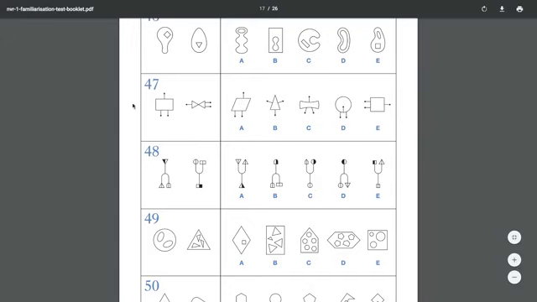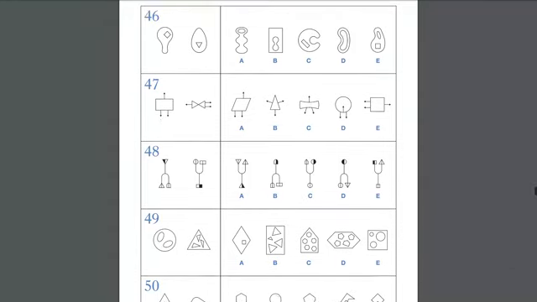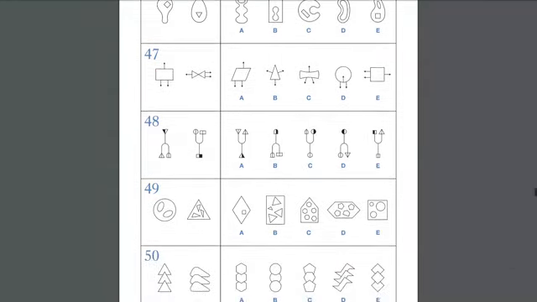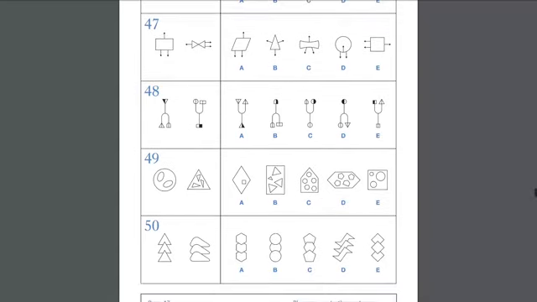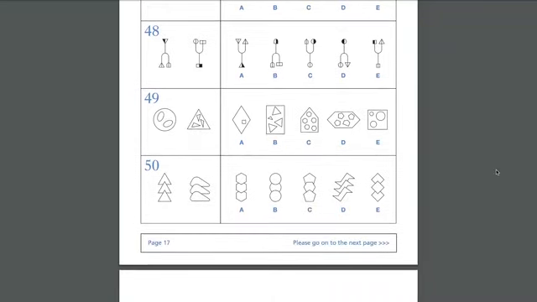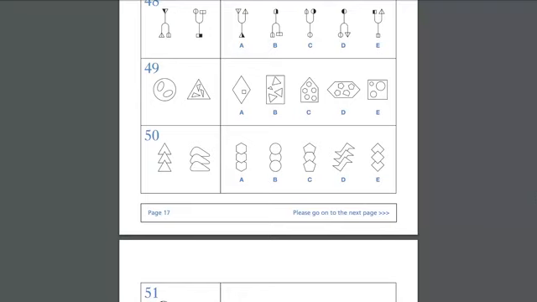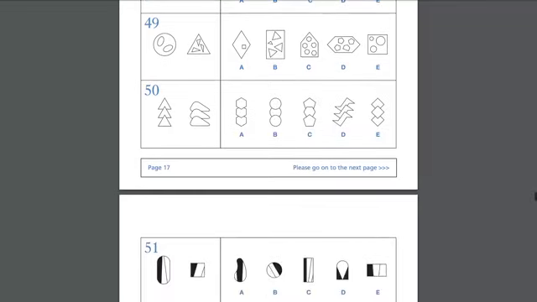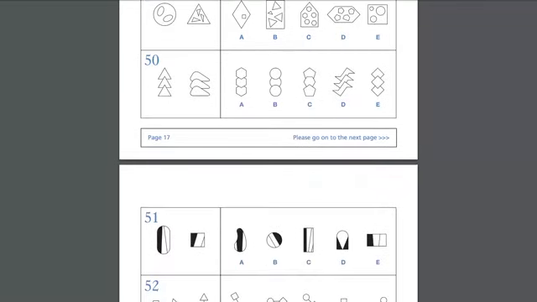this shape is moving up the other side. You need to find the shape which is similar to these two shapes. So that's there. 48 is D. Yeah, that's right. What about 49? 49 is, yeah, it's A. Well done. What about 50?